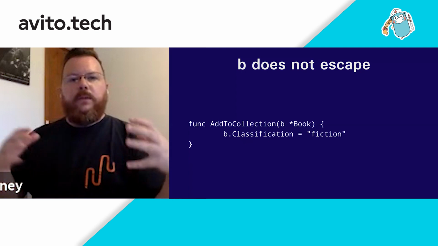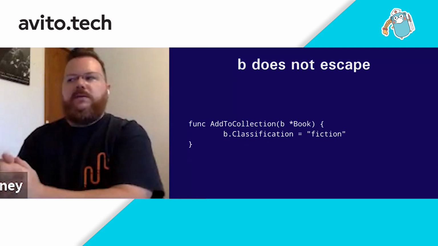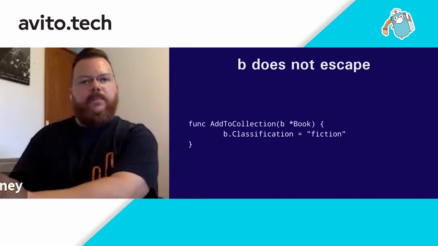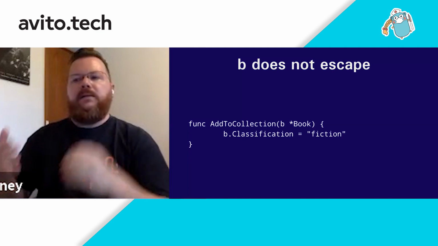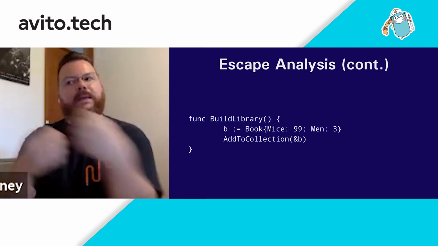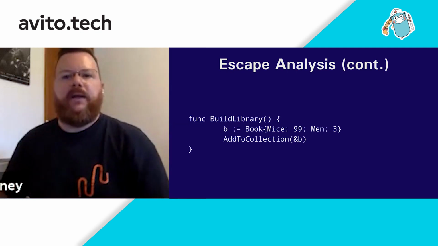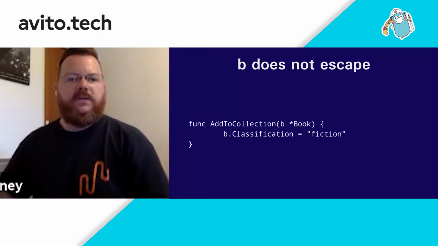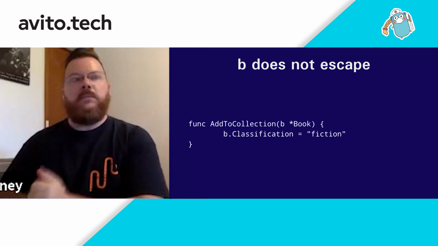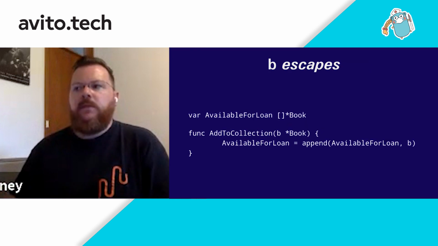For example, if it just changed the property of B, say we set the classification to fiction, that's fine. If we go back to the function, even though we've passed the address of B into addToCollection, it hasn't left the body of buildLibrary. So in this case, it generally doesn't escape. And this is a key performance optimization. It keeps more things on the stack, less things in the heap, less things to garbage collect.